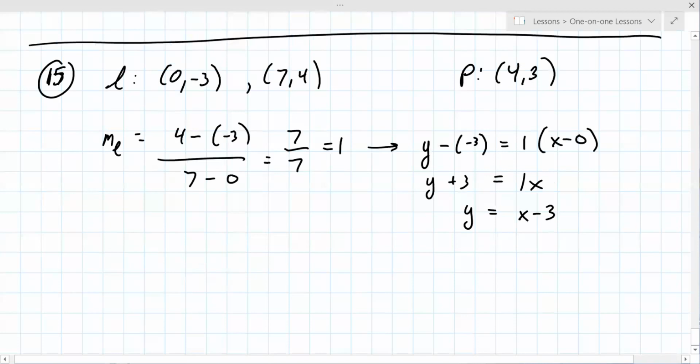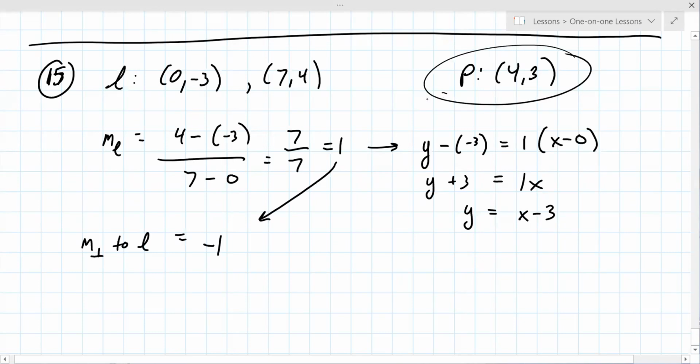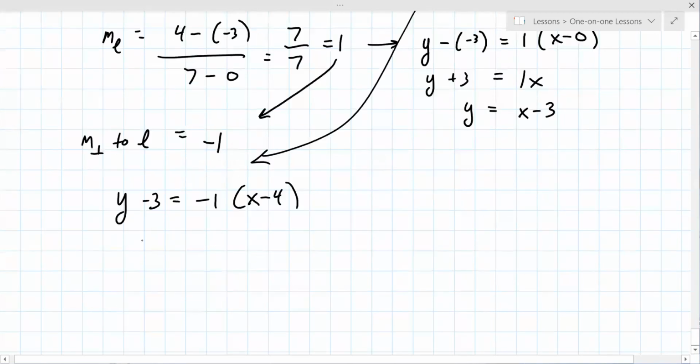So the next thing we need is the perpendicular slope to L. So that's the opposite reciprocal of 1, which is negative 1. And then we use this point down here. So we go y minus 3 equals negative 1, x minus 4. And then we simplify here. So that's negative x plus 4. And then we add 3 to both sides. Y equals negative x plus 7.